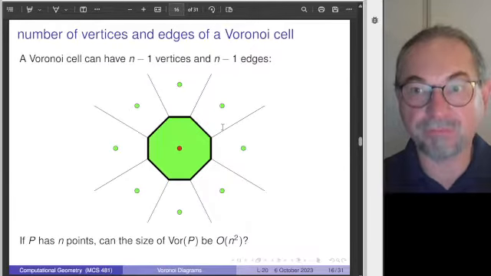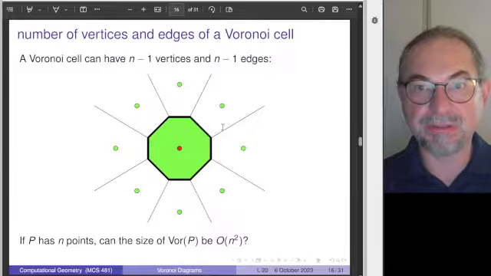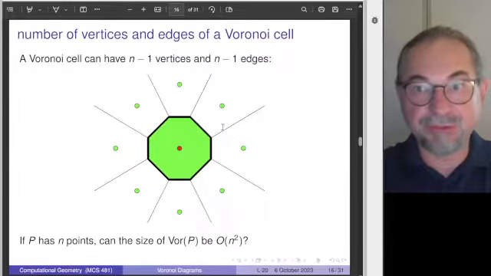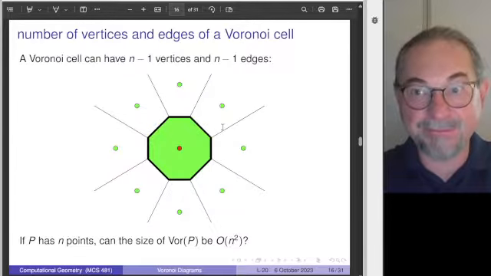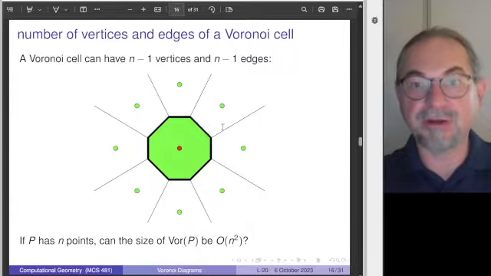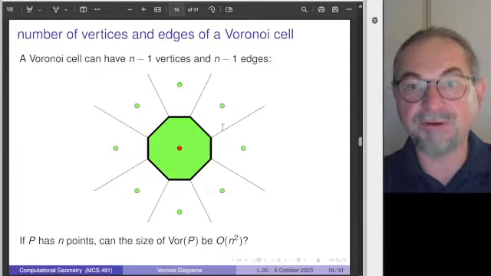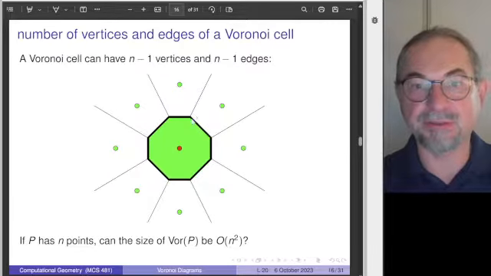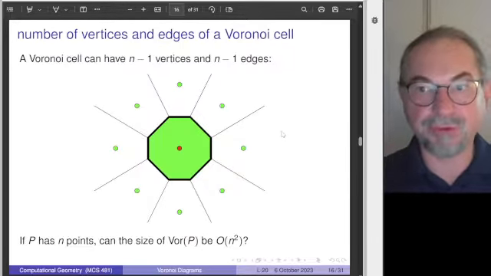So this is one Voronoi cell, and we have as many Voronoi cells as we have points. Can we have a situation like this, so that every Voronoi cell has n minus 1 vertices and n minus 1 edges? Here obviously not. The other Voronoi cells all have a much nicer complexity: only 2 vertices and a vertex at infinity, 2 half-lines and 1 line segment. So all the other Voronoi cells are a lot nicer, smaller.